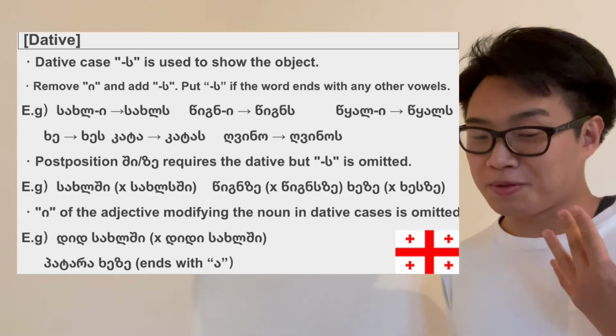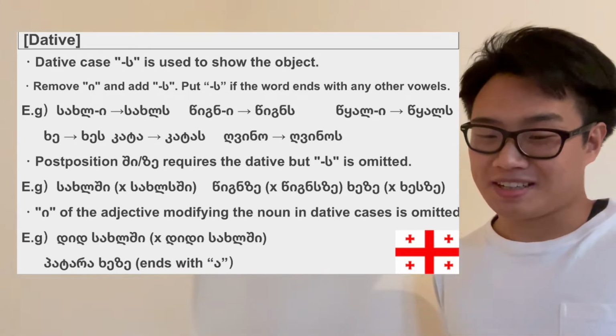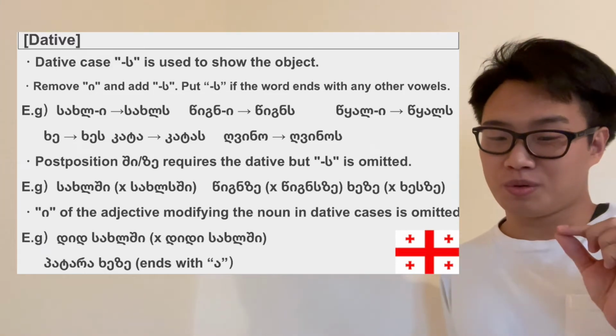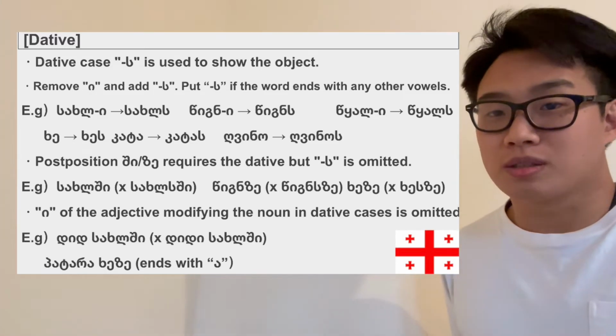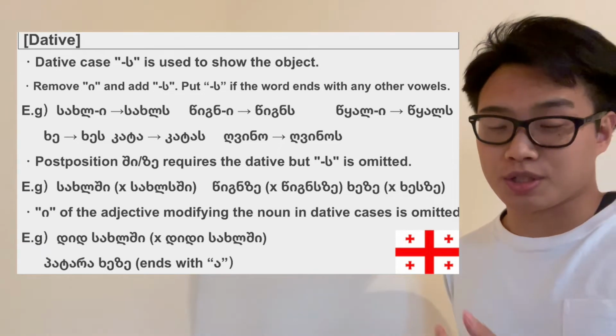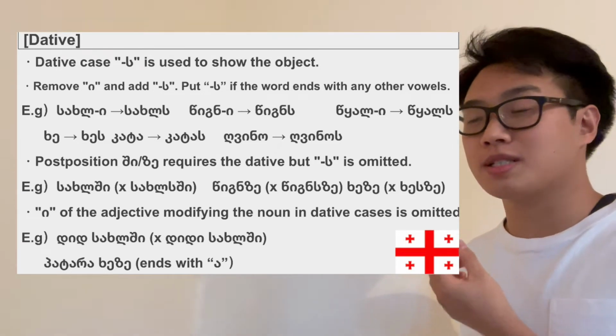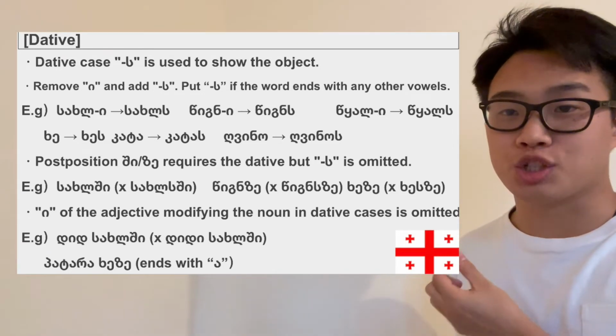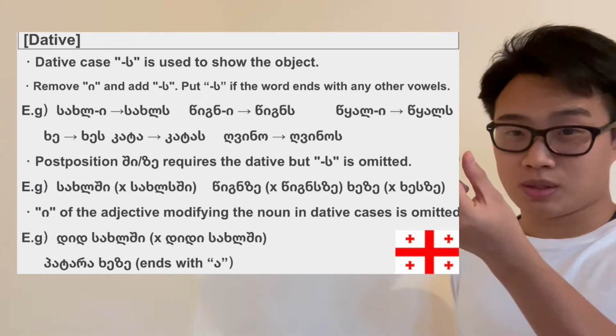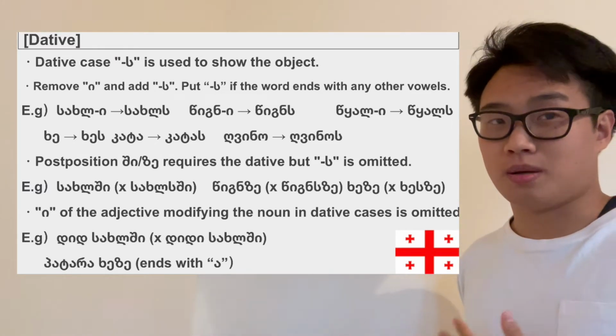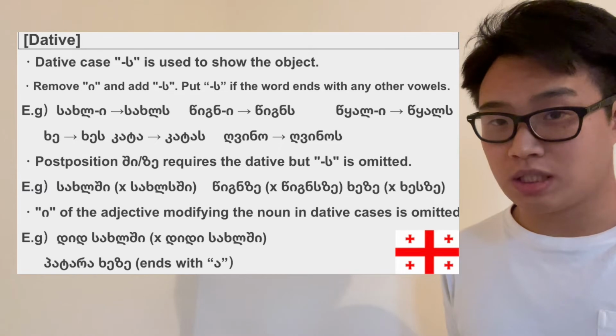Theoretically and grammatically, it could have been like sahlusshi, because it should be a dative case. But since the postposition here is shi, s actually drops out. So Georgian people say sahlshi.